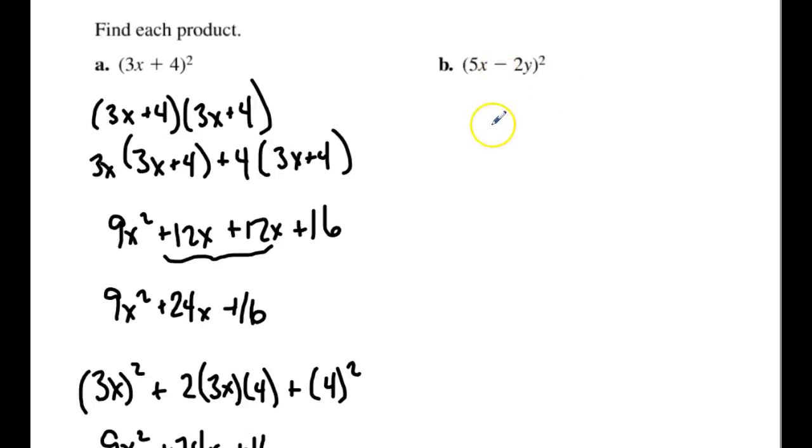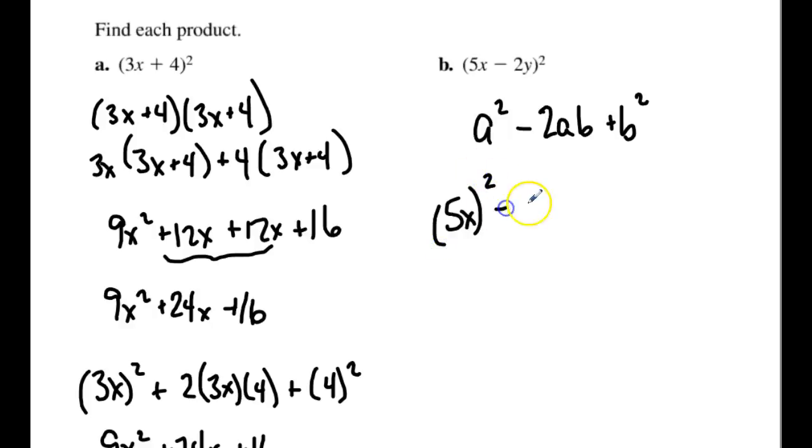Now let's look at part B. I see I'm subtracting here, so I know my final answer is going to end up with a squared minus 2ab plus b squared, because when I'm subtracting, the middle term has to be subtracted. I know that my a squared is going to be 5x squared, so I take my 5x and I square it.